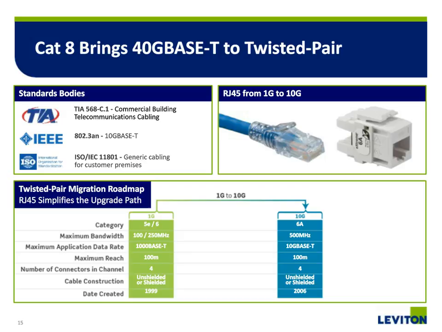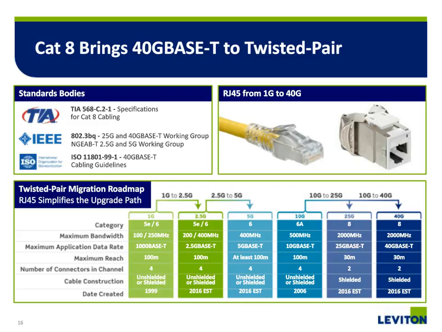Conversely, when we start to talk about Cat 8 and 40GBASE-T, one of the significant changes is that this is only going to be a shielded solution. For a variety of reasons, the UTP cabling won't be able to handle the 40G bandwidth.